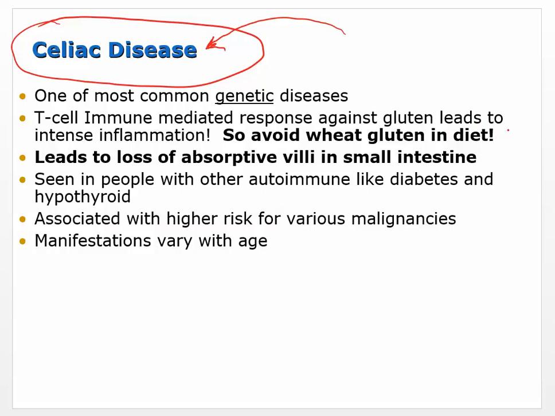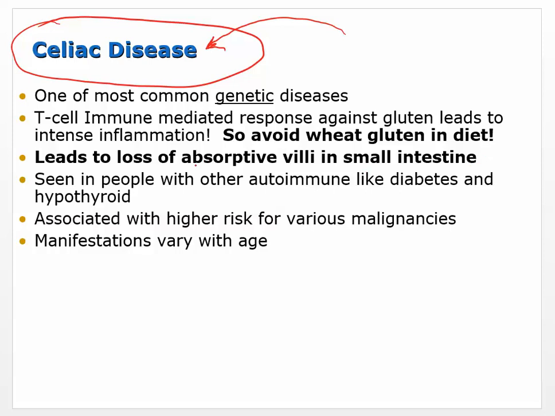Now, I didn't mean to minimize it, but there are people that seem to be sensitive to gluten. There are some who aren't, but some people like to avoid it for other reasons. But we're talking about celiac disease, the genetic disease that is an actual autoimmune response to wheat gluten.